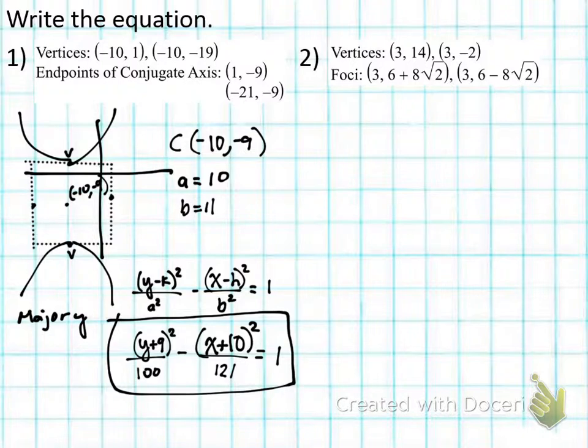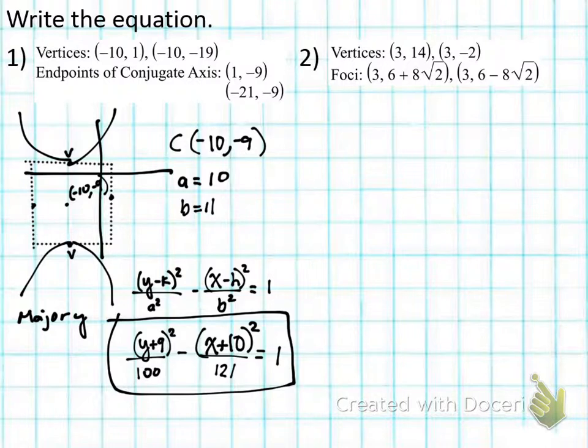In order to find the center, I suggest, if you're uncomfortable, just write a rough draft picture of what it looks like. We found the center, we know that it's going to be on the same axis as the vertices and the endpoints. The vertices share a common -10, so I knew that this was going to be -10. Endpoints of the conjugate axis share a common axis of -9, so I know it's -10, -9, that's your center.